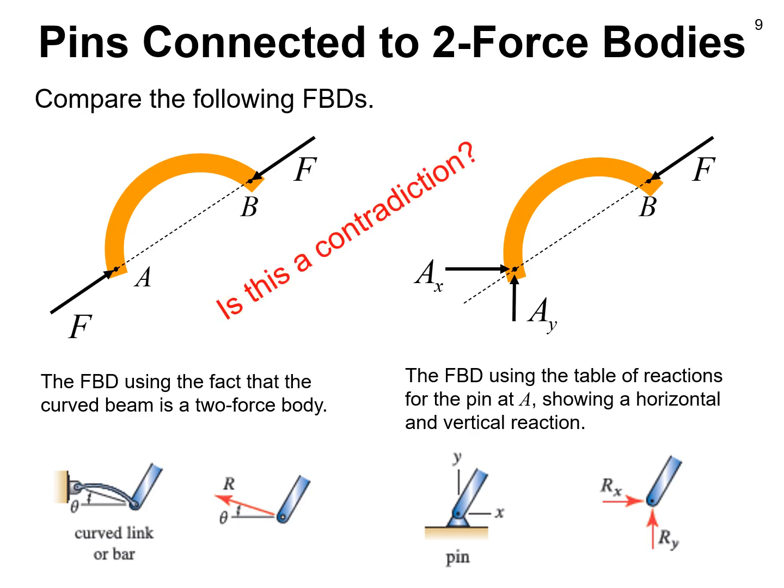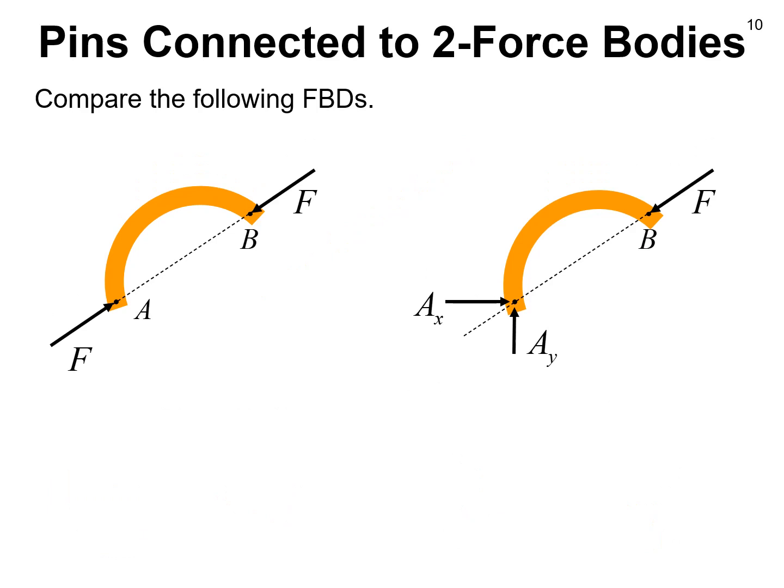So the question is, are these contradicting each other? Well, let's look at this a bit more closely. Suppose I were to look at the force F at point A and draw its two components. And then let's suppose I draw a horizontal line and use that as a reference to get the angle alpha of the two endpoints of the line AB.